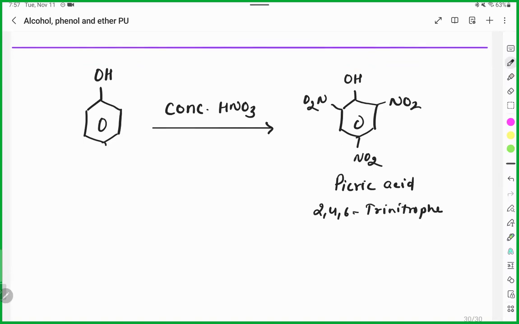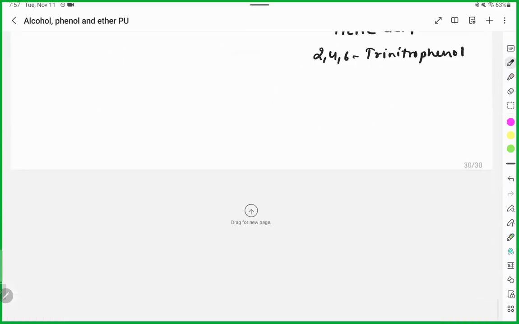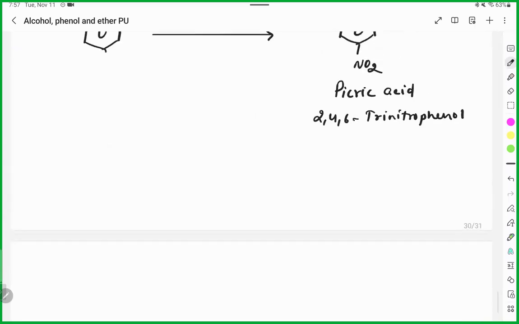Correct. But NCERT mentioned that nowadays we can make picric acid by another method. What is that method? First, you take phenol, the same starting point. This phenol will react with concentrated H2SO4. If you react with concentrated H2SO4, what will happen?